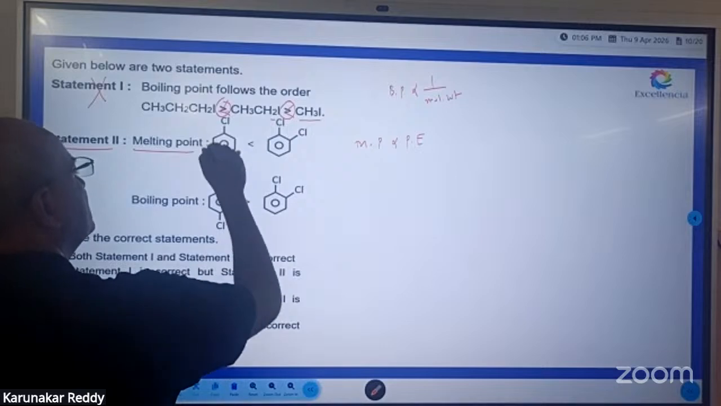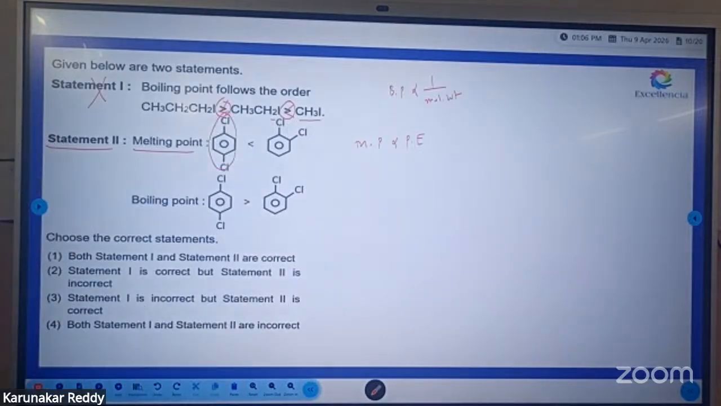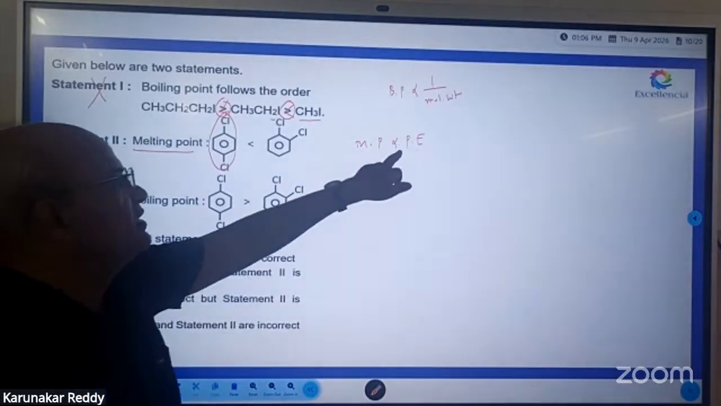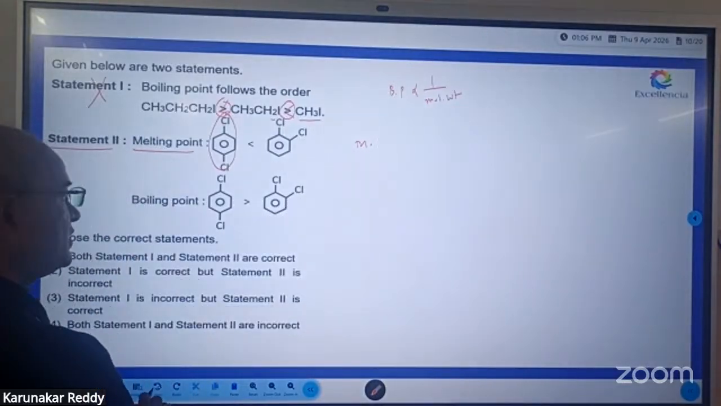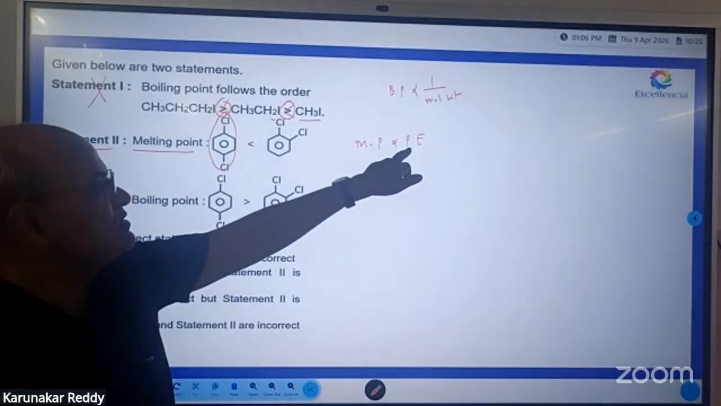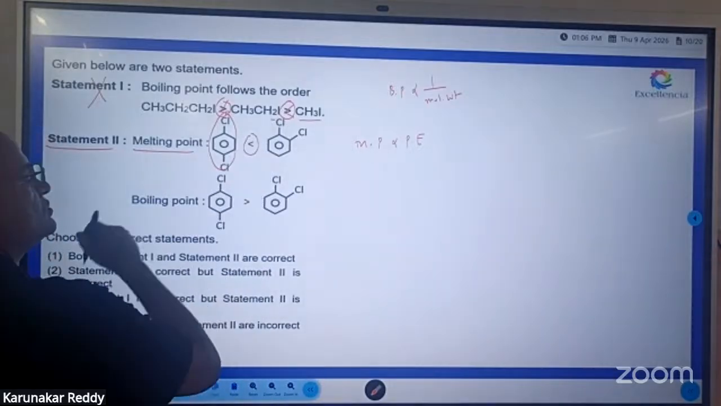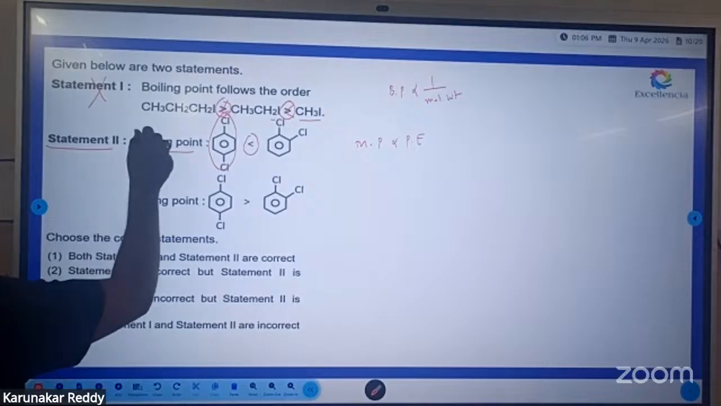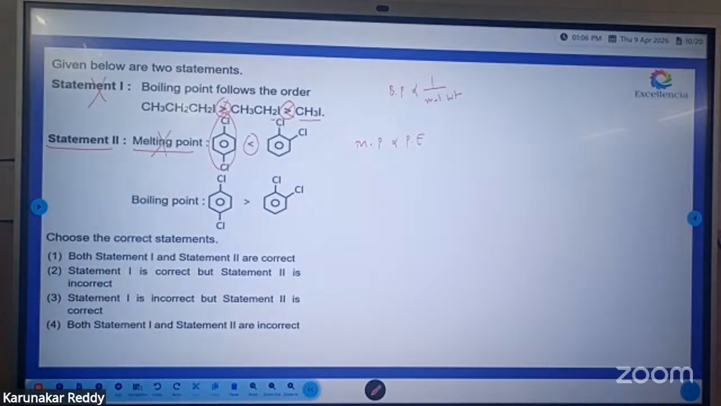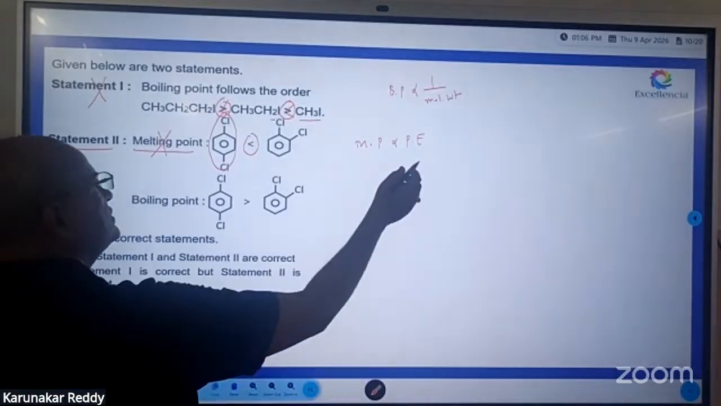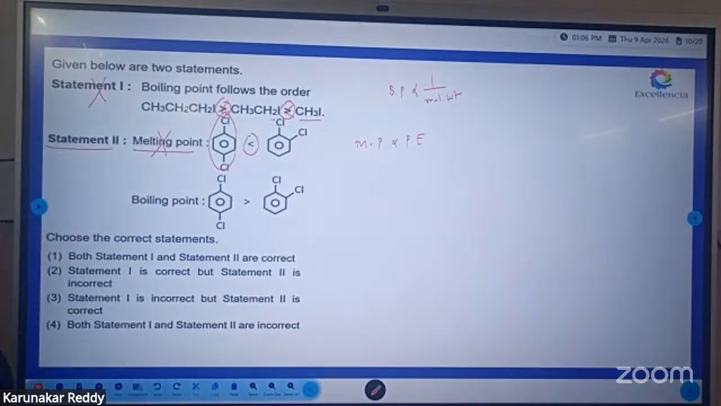So here the para product is more symmetric and has much greater packing efficiency. So packing efficiency is greater, in the sense the melting point should be greater, but they said lesser. So we may say that this is also incorrect. Greater the packing efficiency, greater would be the melting point. But it is not like that. So we may say that both statement 1 and 2 are incorrect.